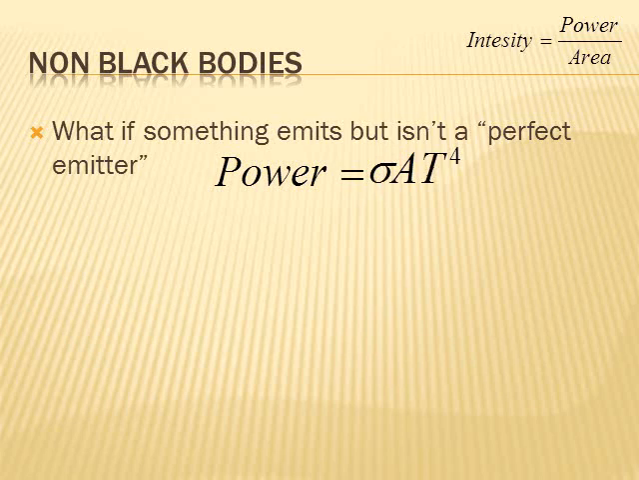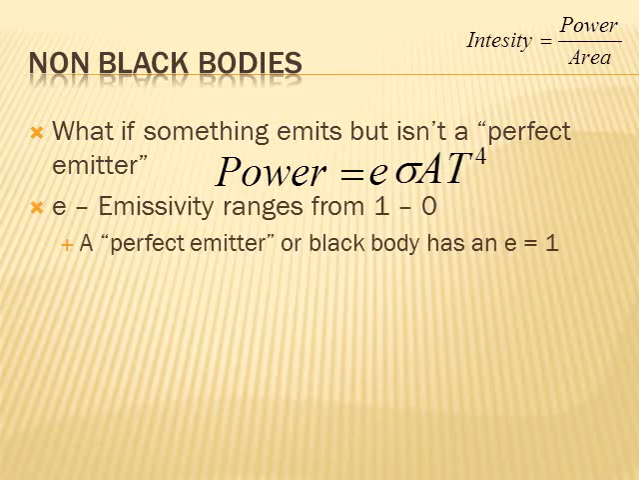So we're going to multiply it by a number, E, we'll call it, and that number has to be less than 1. So E is called the emissivity, and it ranges between 1 and 0. If it's 1, that means it's a perfect emitter, or in other words, that it's a black body. That's why with a black body, the E just drops off.